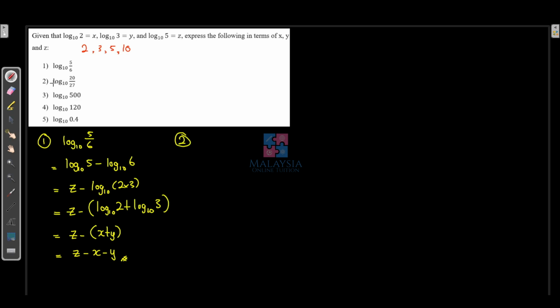Next, for part 2, log base 10 of 20 over 27. As usual, for the first step you separate them like this: log base 10 of 20 minus log base 10 of 27. So for 20, that is going to be what? 5 times 4. You just write it like that first: log base 10 of 5 times 4. Or if you are careful enough, you realize that 4 is actually 2 squared, so you can write 5 times 2 squared instead of 4.